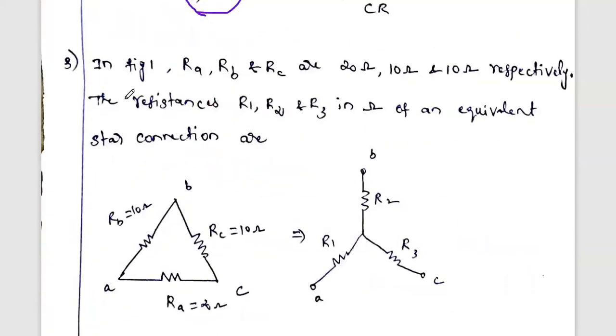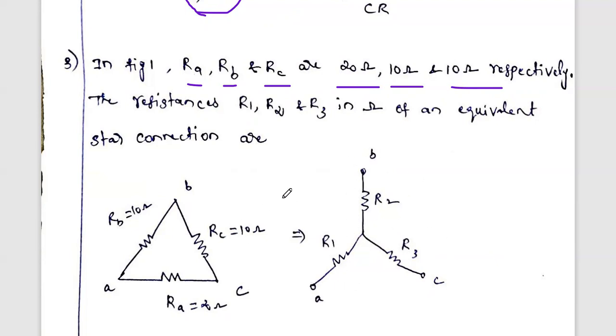Then you see the next question. In figure 1, RA, RB, RC values are 20 ohm, 10 ohm and 10 ohm respectively. The resistances R1, R2, R3 of an equivalent star connection are dash. Here you see this is the diagram given. This is the delta network. In the delta network, the resistor values RA, RB, RC are given as 20 ohms, 10 ohms and 10 ohms. So we have to find the corresponding star network values.